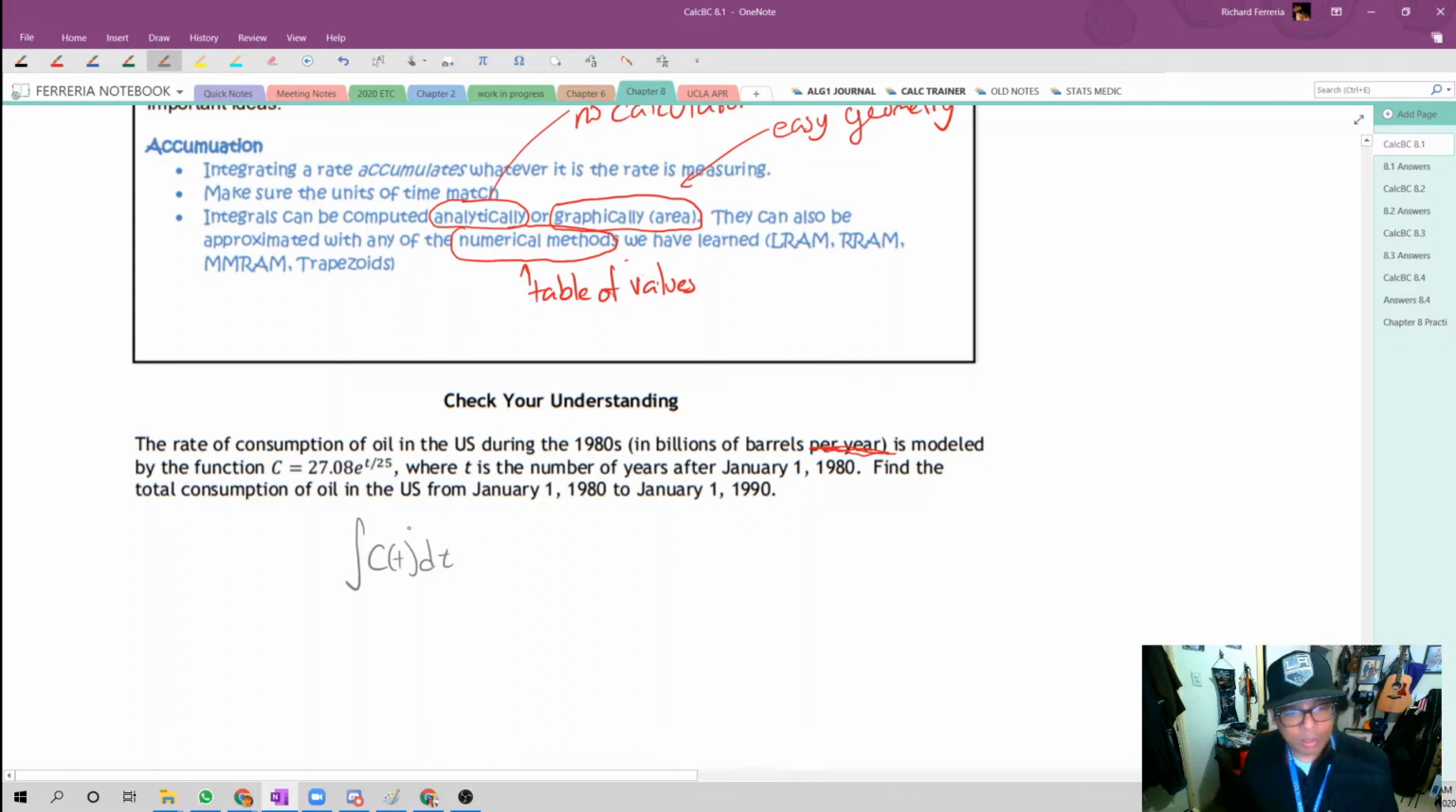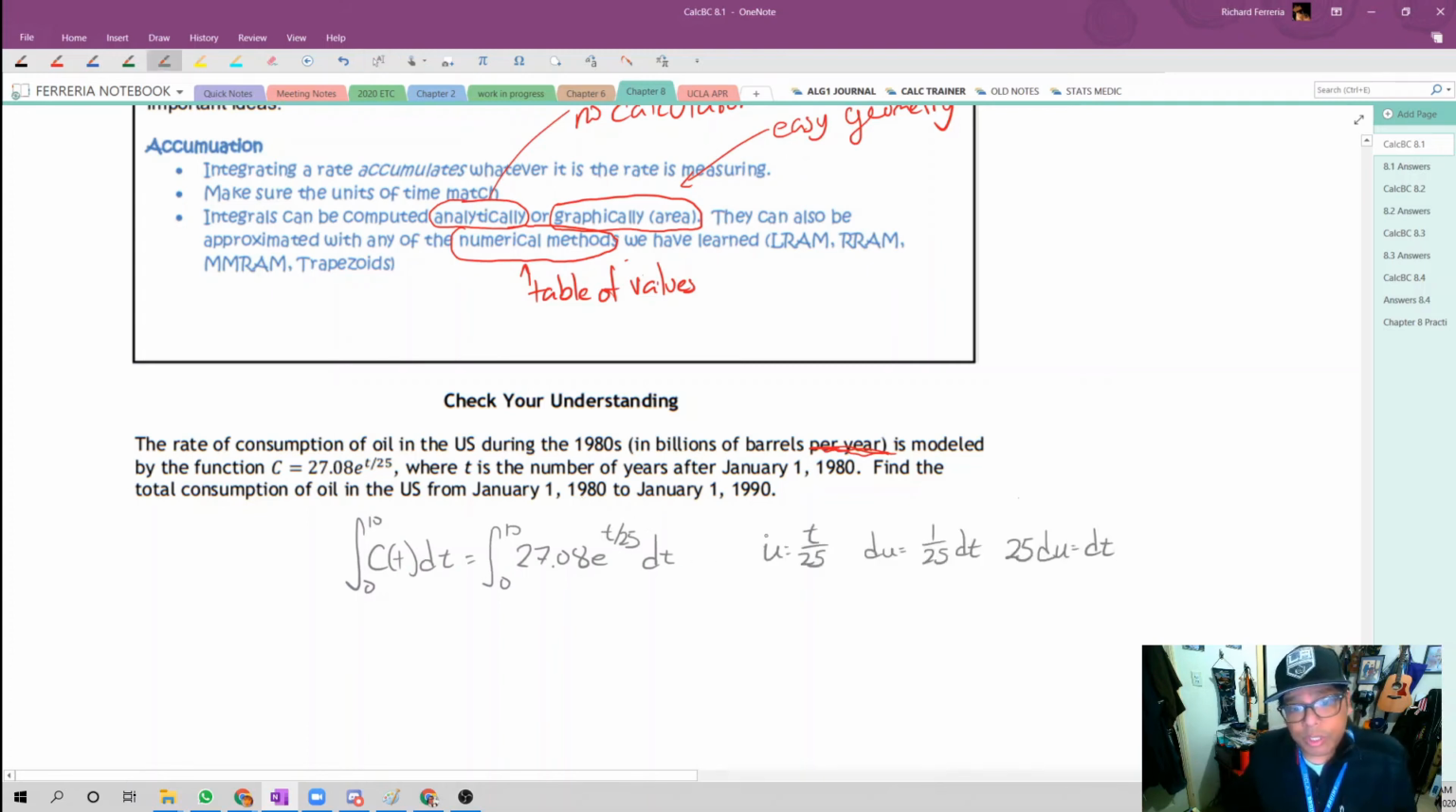Now we can talk about the units of time. This is in barrels per year. We're given things in years. So how many years is it from January 1st, 1980 to January 1st, 1990? Count this: 1980, 81. That's 1 year, to 82 is 2, 83 is 3, 84 is 4. So it looks like we're going to get 10 years. So it looks like we should be going from 0 to 10. So we're integrating from 0 to 10, 27.08 e to the t over 25.